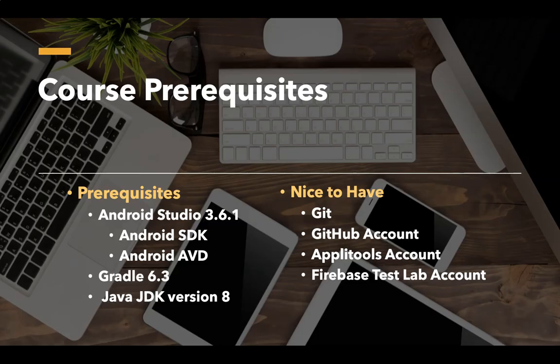Our course prerequisites are Android Studio version 3.6.1 or the latest version, including the Android SDK and Android AVD to be able to create emulators. Gradle version 6.3 and Java JDK version 8 or above. Also, we will need during our course the Git command line, a GitHub account, an Applitools account, and a Firebase Test Lab account.